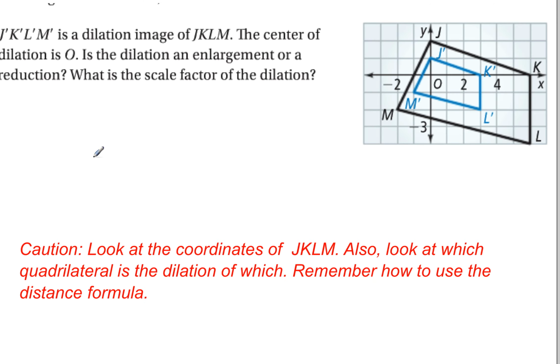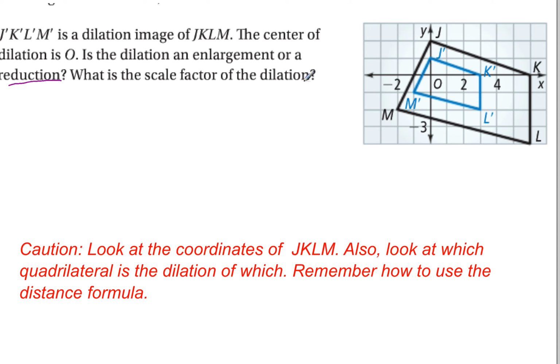Okay, let's take a look at this one. So it says J prime, K prime, L prime, M prime is a dilation of the image of JKLM. So notice how the blue is a dilation of the black. So first order of business: is this a reduction? Is this an enlargement? Well, clearly I'm going from the black, which is larger, to the blue, which is smaller. So I'm definitely going to have a reduction. So it says, is the dilation an enlargement or reduction? Clearly it is a reduction. I'm going from the black, the pre-image, to the blue, which is the image.